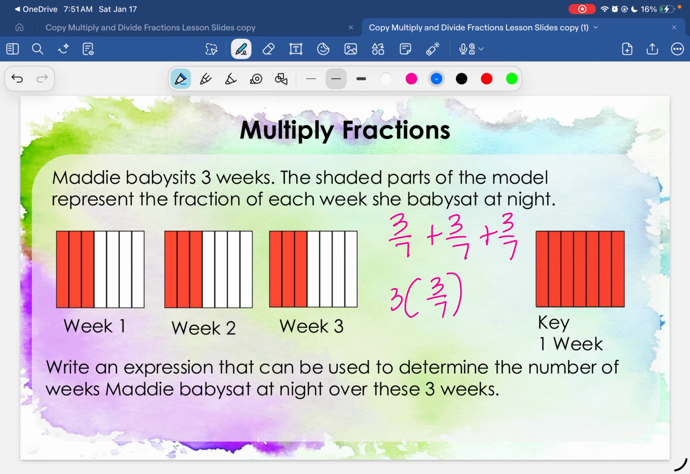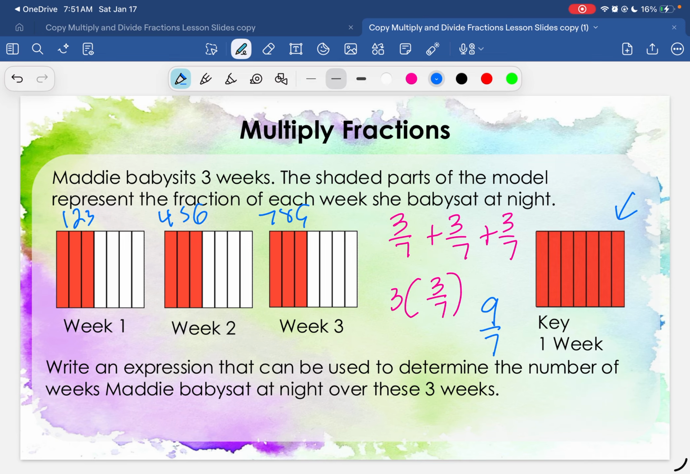If you wanted to actually solve it, which is what we're going to do in this video, how many 7ths make up one whole? So if you look at the key, all 7 of them are shaded. All 7 is one entire week or one whole. So 1, 2, 3, 4, 5, 6, 7, 8, 9. We have 9 7ths. If you notice on the expression, it's still equal to 9. So you have 9 7ths.